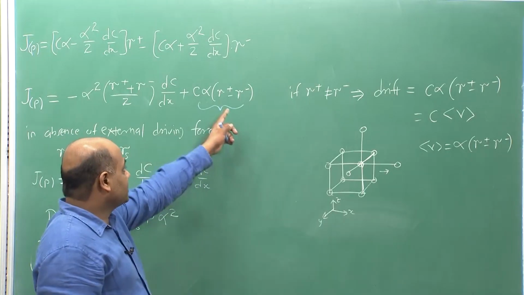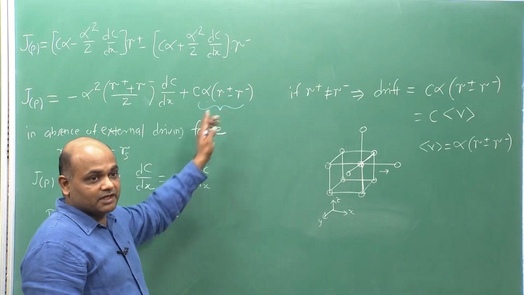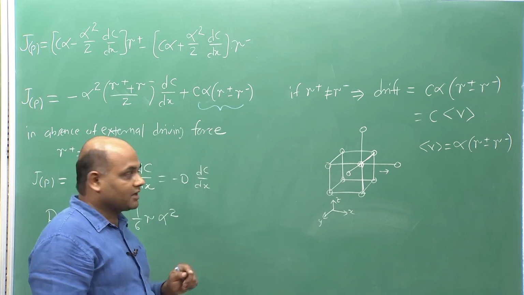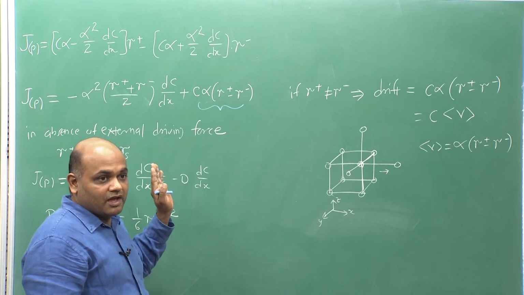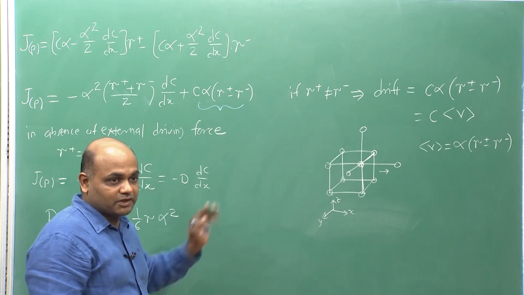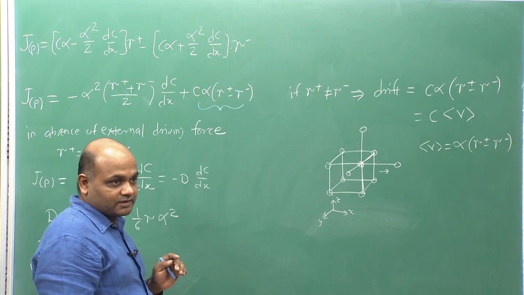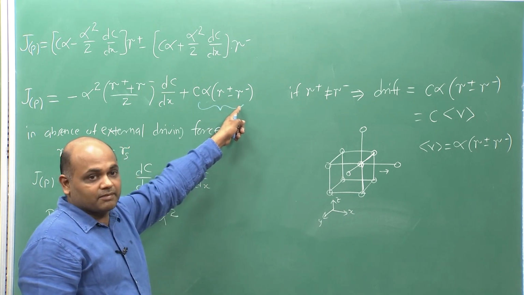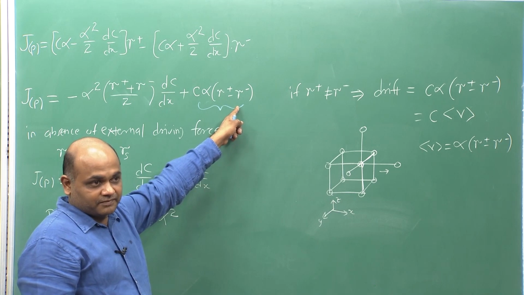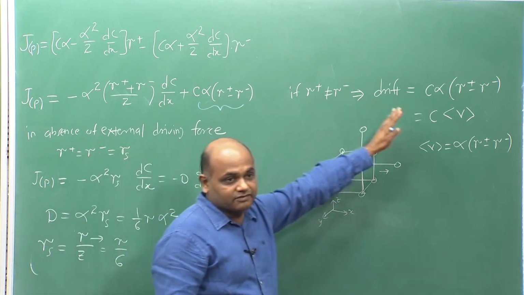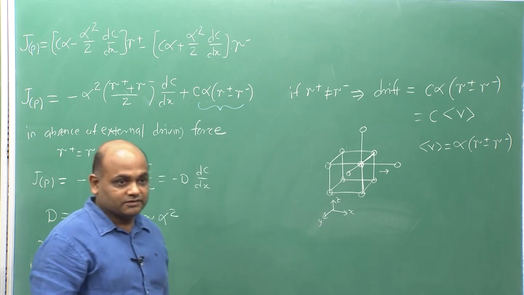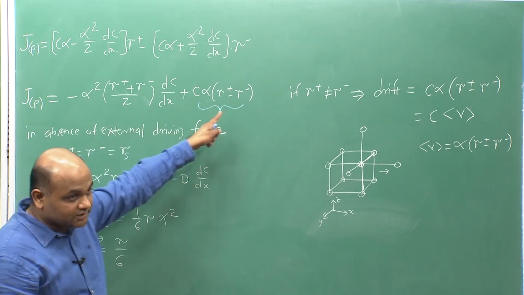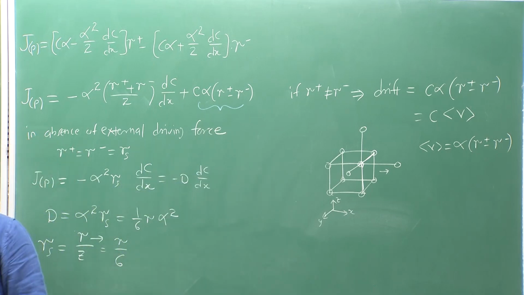Now, if the jump frequencies are not the same, obviously there will be a net velocity or net average velocity of the atoms of I in one particular direction, depending upon the sign of this term gamma plus minus gamma minus, and that will give rise to this drift. So, there will be a contribution from the Fickian term as well as the drift term.